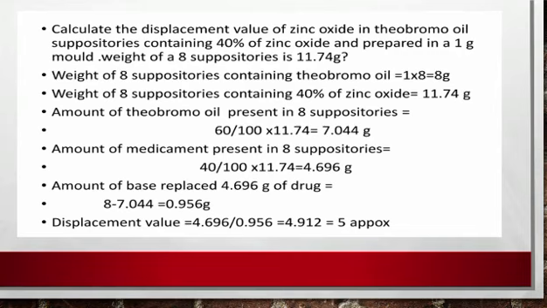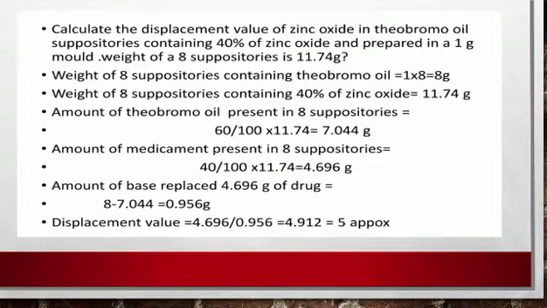So the amount of theobroma oil, which is the base present in 8 suppositories, is the remaining 100 minus x. So 100 minus 40 is equal to 60, by 100 into B, which is 11.74, which gives the amount of theobroma oil present in the 8 suppositories. Next, the amount of medicament present in 8 suppositories: 40 by 100 into 11.74 gives the amount of medicament.